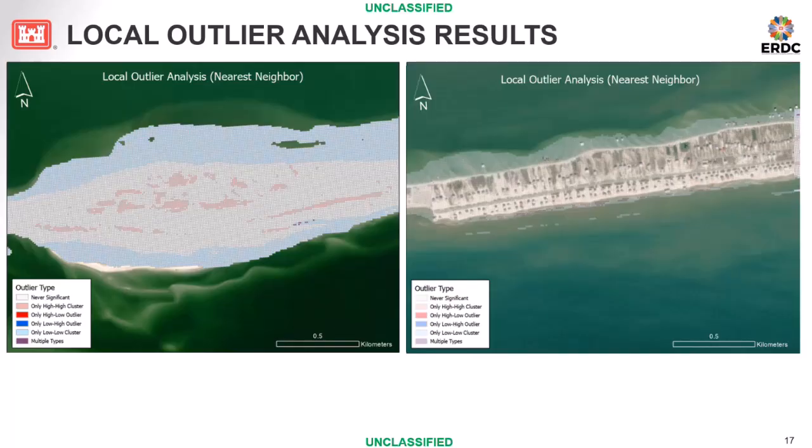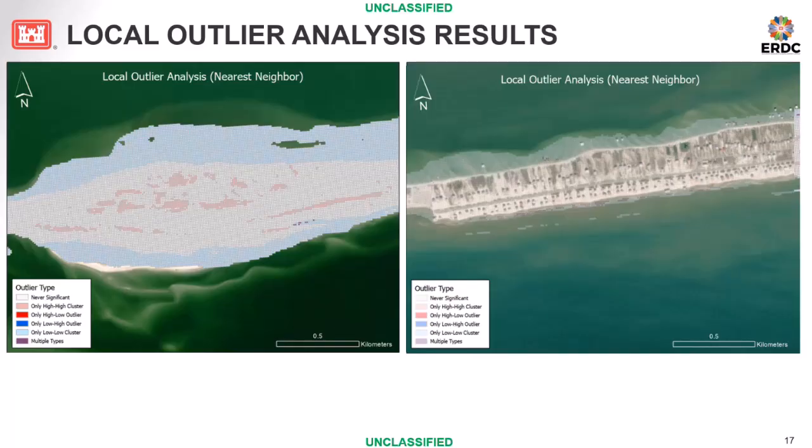And so this potentially highlights that highly dynamic nature of the beach zone because it's cycling through those high and low values repeatedly. And again, we see a lot of the never significant outlier types, which could again be due to how dynamic the island is. It's always changing, and so the patterns are harder to detect.